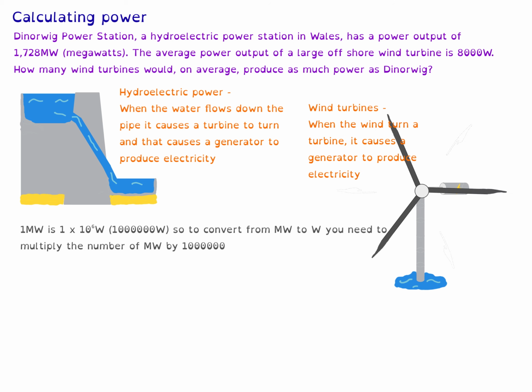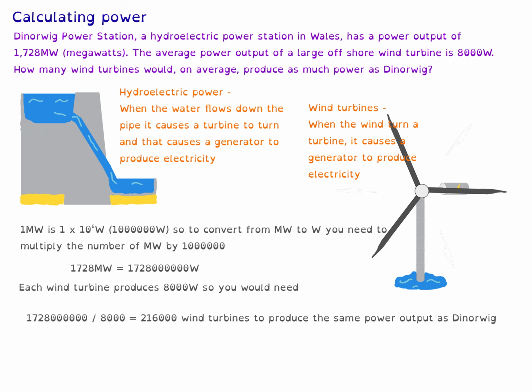1 megawatt is 1 times 10 to the 6 watts, or 1,000,000 watts. So to convert from a megawatt to watts, you need to multiply the number of megawatts by 1,000,000. So 1,728 megawatts is 1,728 million watts. Each wind turbine produces 8,000 watts, so you would need 1,728 million divided by 8,000 to give us 216,000 wind turbines to produce the same power output as Dinorwig.